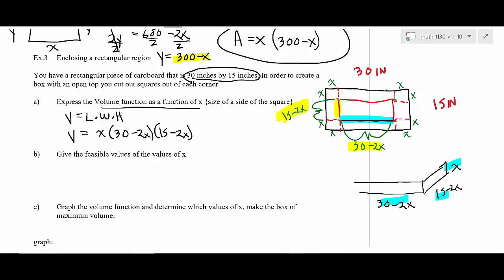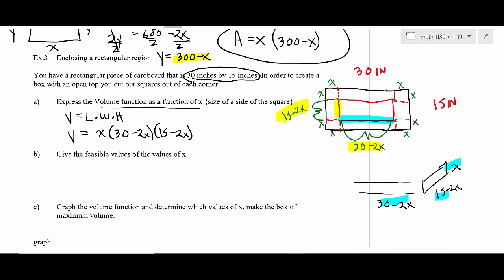So the next thing is, what are the feasible values of x? Listen carefully and see if this makes sense to you. If that side is 30 at the beginning, what would be the biggest square you could possibly cut out that would make this problem make any sense at all? 25? Not 25. 15. What would happen if you did 15 by 15? You would just have a little line, so you wouldn't have any volume at all. You would fold your paper up and you wouldn't have a box.